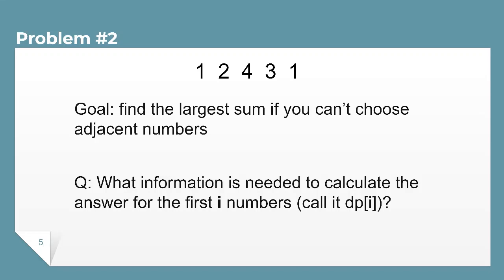Someone said we should also need whether we took the previous number. Well, if you know whether you took the previous number, that's not going to automatically give you the answer for the current, for the first I. If you know that you didn't take I minus 1, just with that information you can't immediately come up with the solution for the first I.